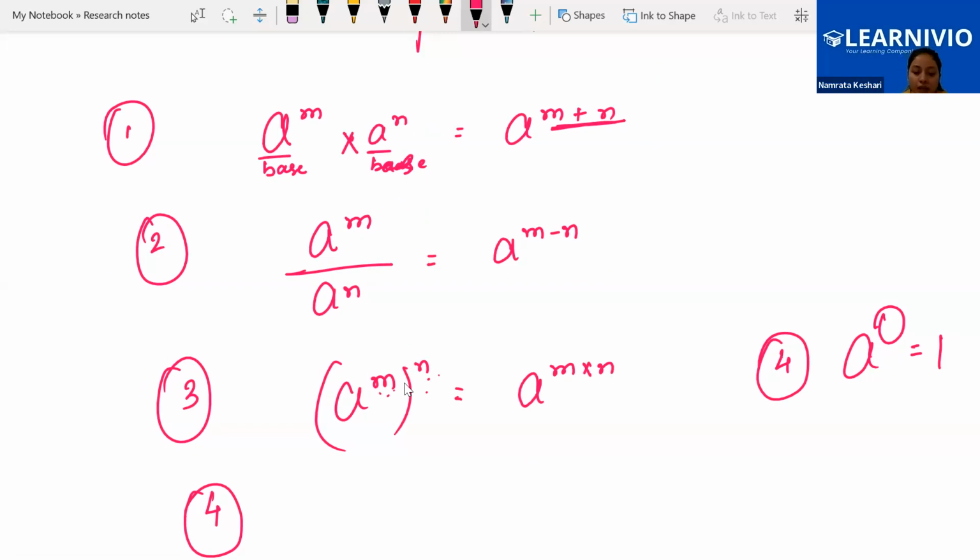Okay. Now number 4 is, if we are having a to the power m into b to the power m, if the exponents are same, now the bases are not same.